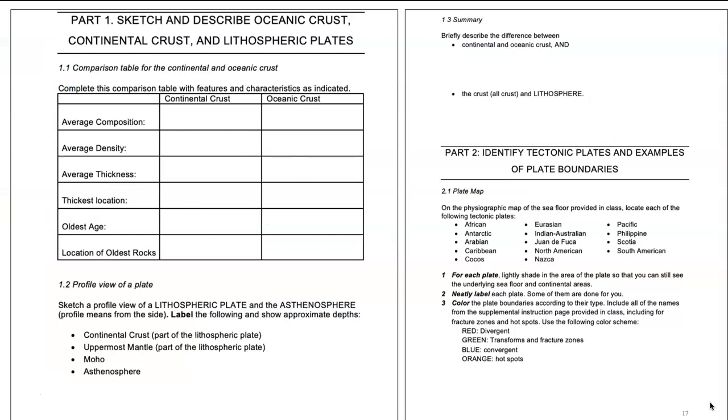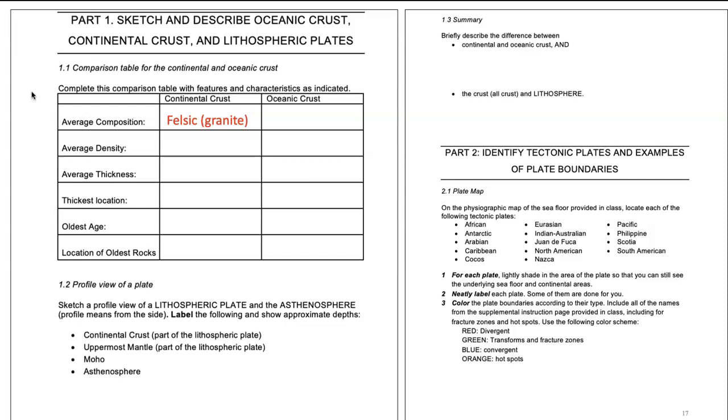The first part, this table here, asks you to compare continental and oceanic crust. Now, we're not talking about lithosphere, we're talking about crust. And most of these we've talked about: density, thickness, location. Some of these you can find on the internet. But one thing that we definitely have not talked about is composition, and we will talk about that when we talk about rocks. But I'll go ahead and give you the answer to that.